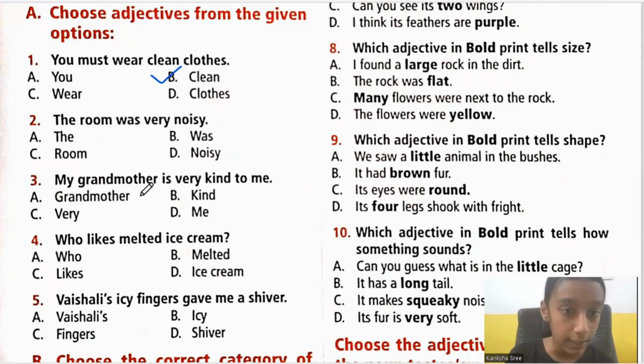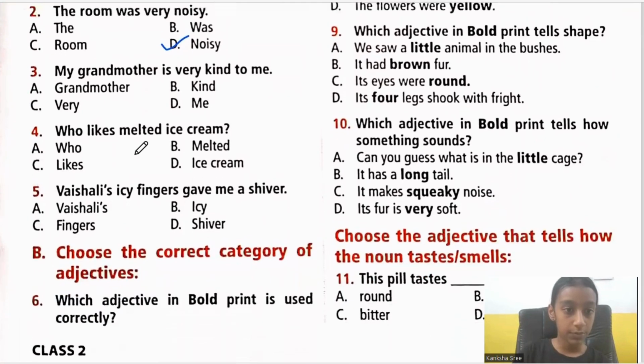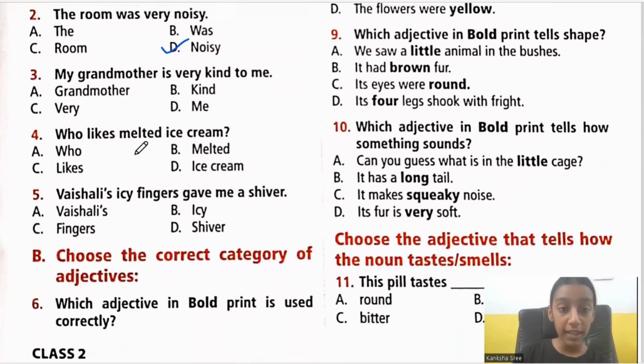Next, second one. The room was very noisy. What is the adjective in this sentence, children? It is noisy. Noisy says what kind of a room it was. Next. My grandmother is very kind to me. So what is the noun in this sentence? What is the adjective in this sentence, children? Very easy, it is kind. So it is option B.